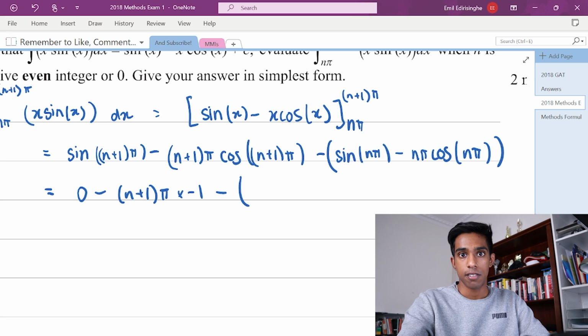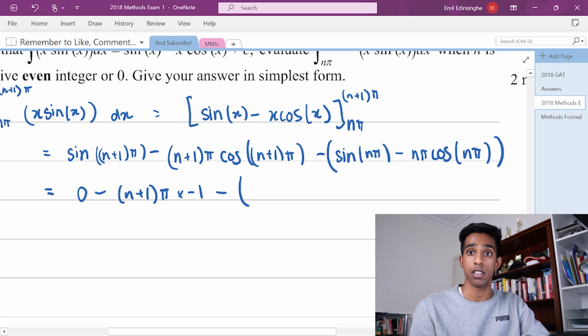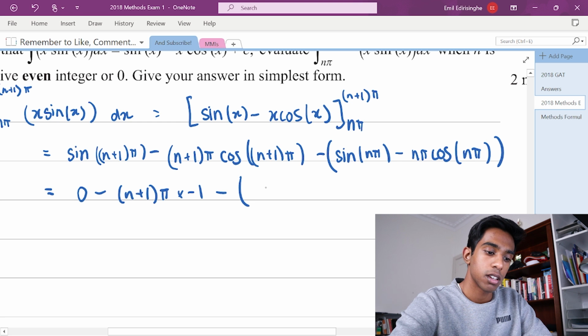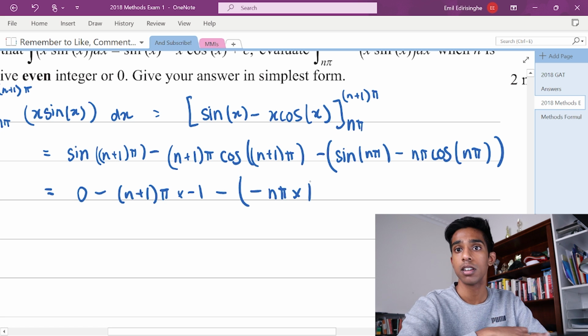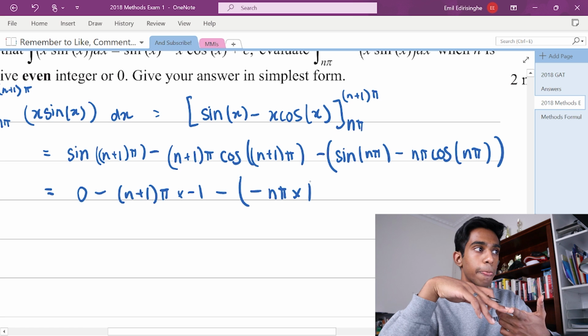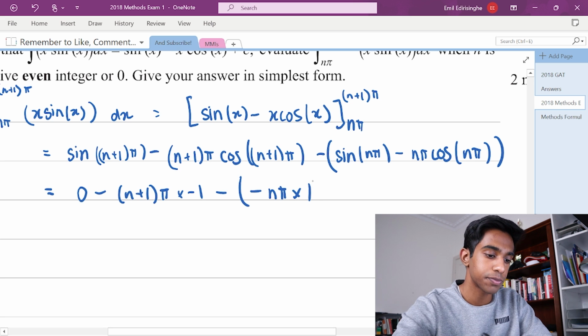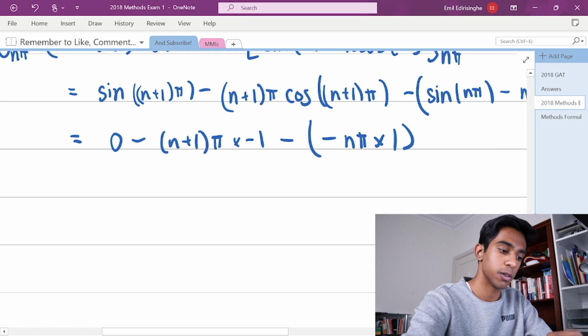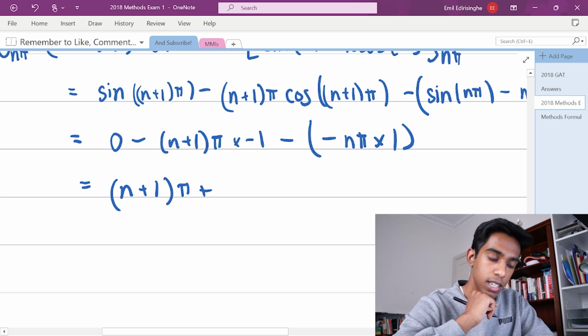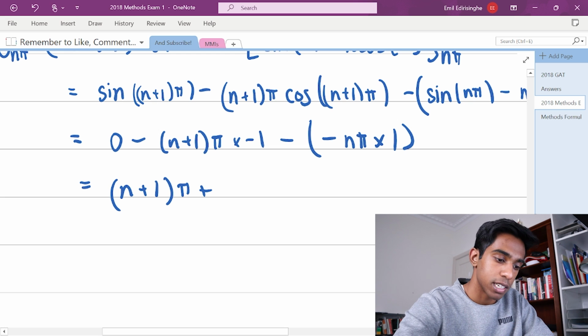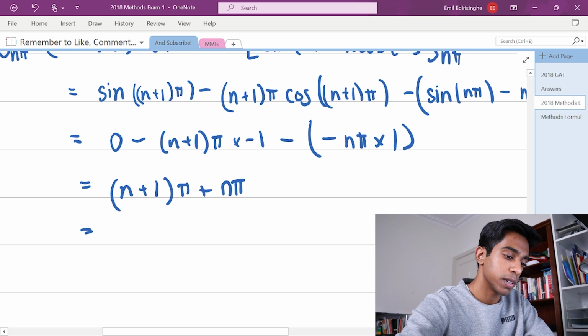N pi is going to be an even number because they tell us that it's an even integer in the question. And then therefore cos of an even integer is going to be +1. So we get minus n pi times 1, just +1, because cos of 0, cos of 2 pi, they're all +1. So then the final answer here we get is (n plus 1) pi plus n pi. And then we'll expand this, we get 2n pi plus pi.